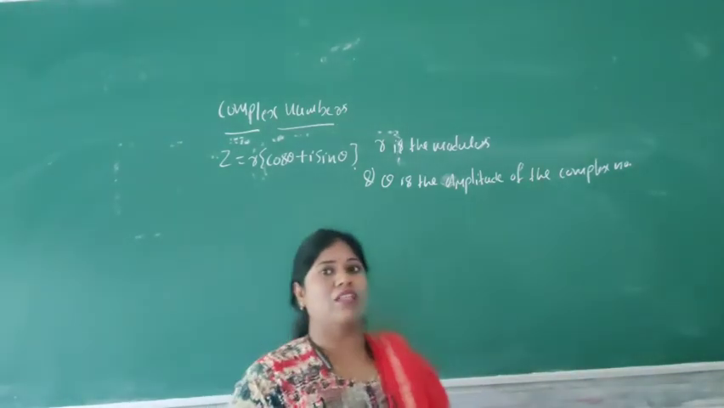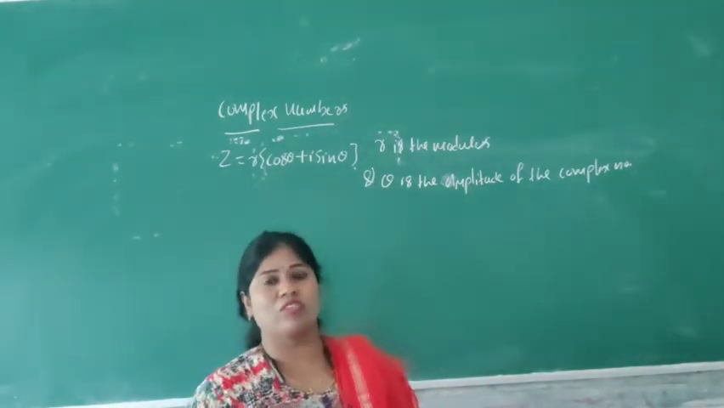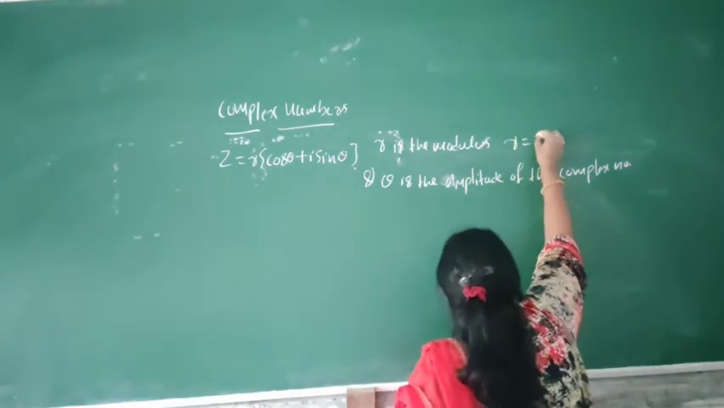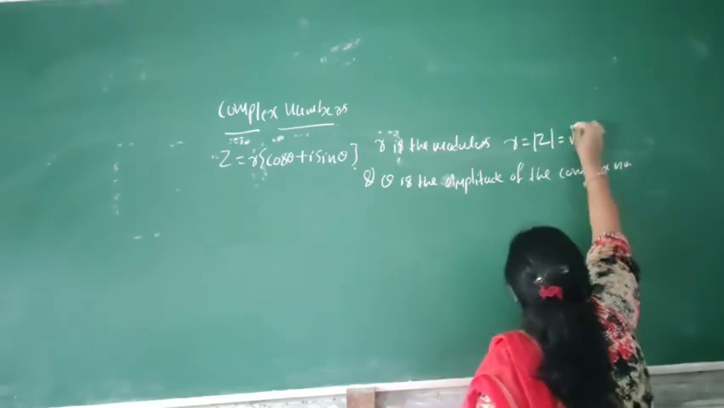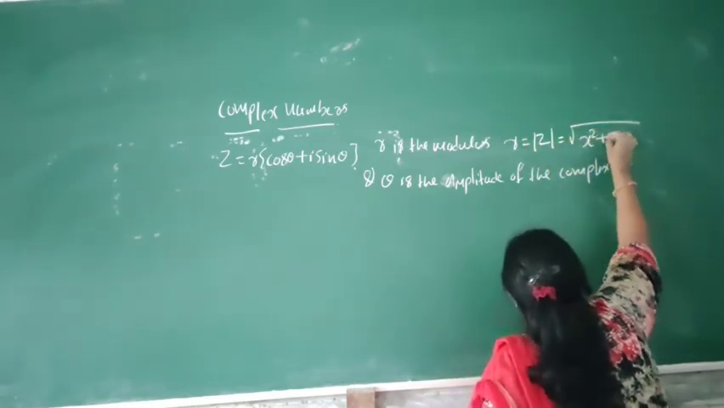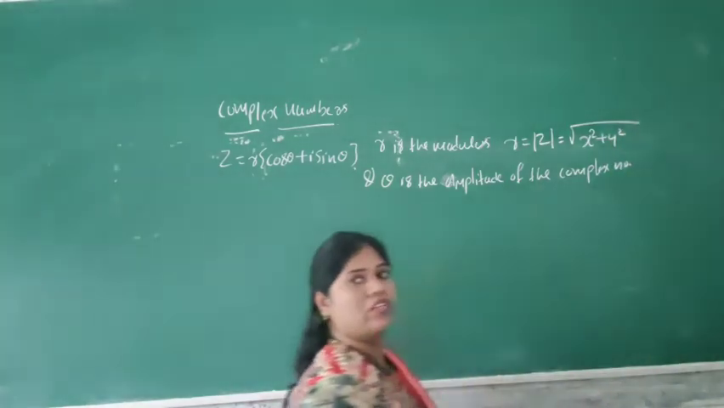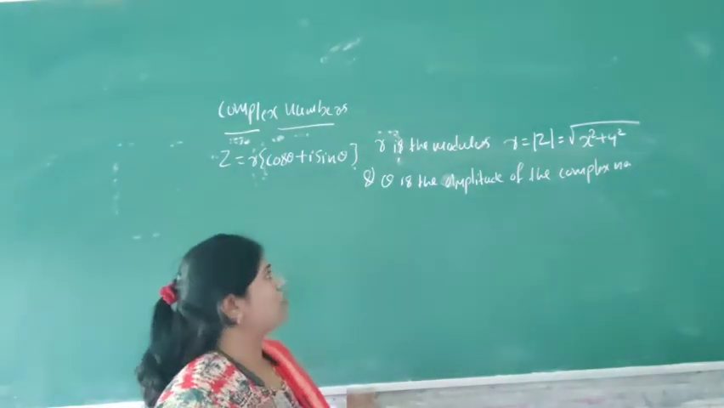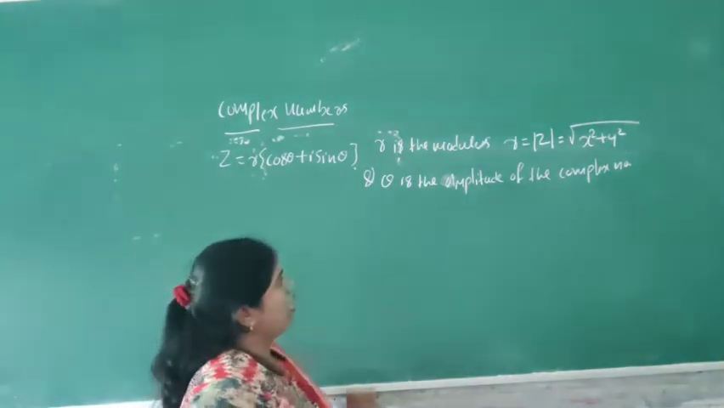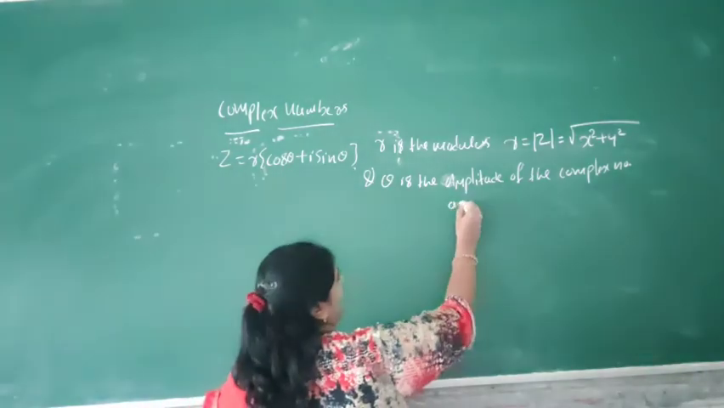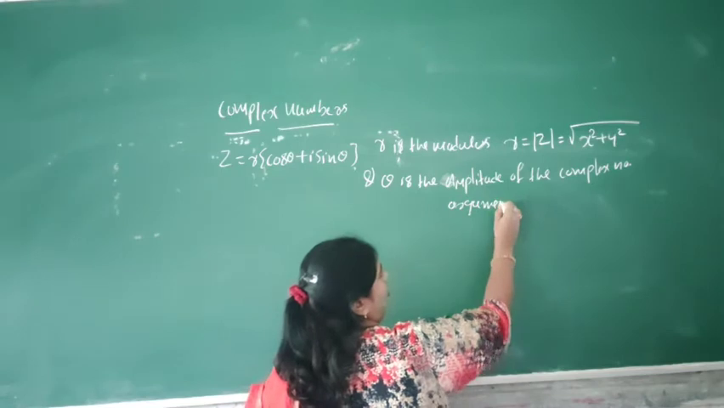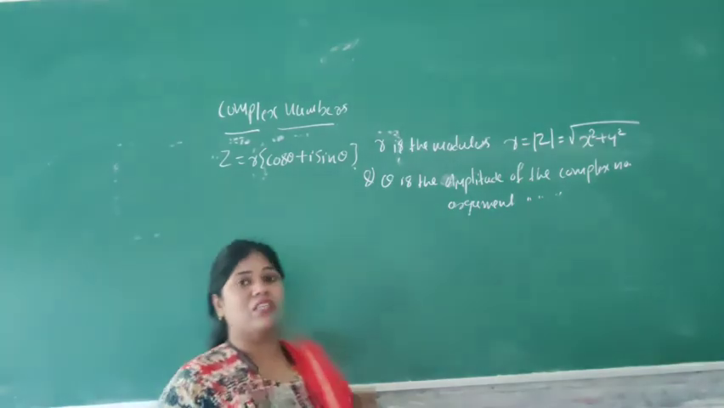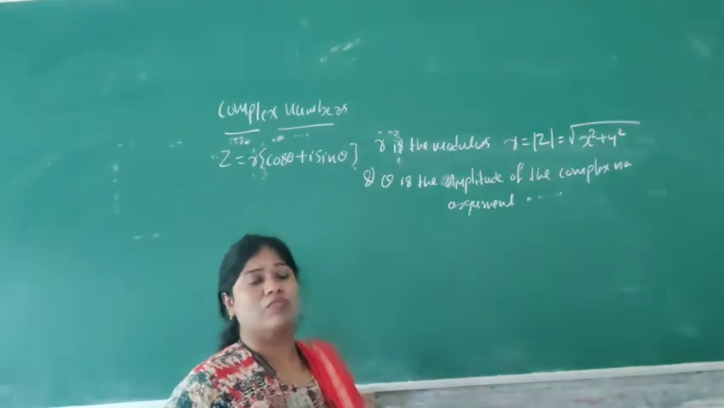So you have to find the r value. r is nothing but the modulus of z, which is equal to the square root of x squared plus y squared. Theta is the amplitude or argument of the complex number. So it depends upon the quadrant in which it lies.